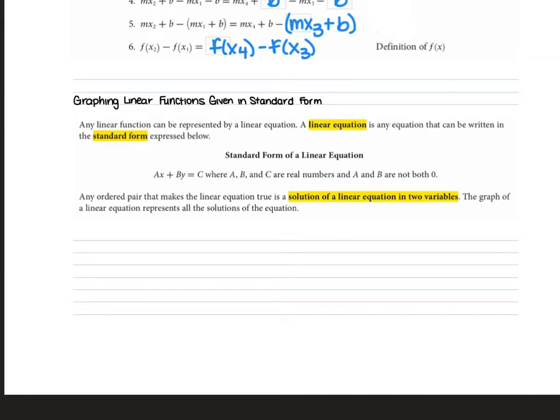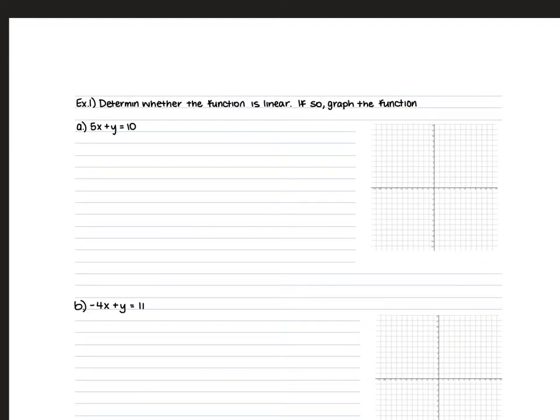So if we look at the next examples, we're determining whether the function is linear, and if so, we are graphing the function. Now we can use function tables for this. We can use slope-intercept form. We can find our x and y intercepts and plot the points. It's totally up to you.